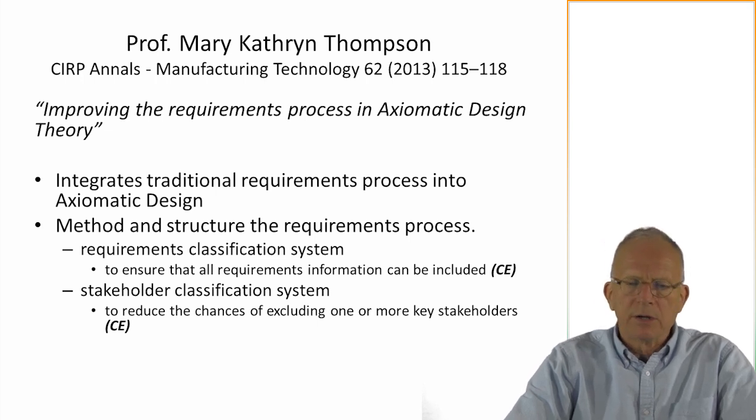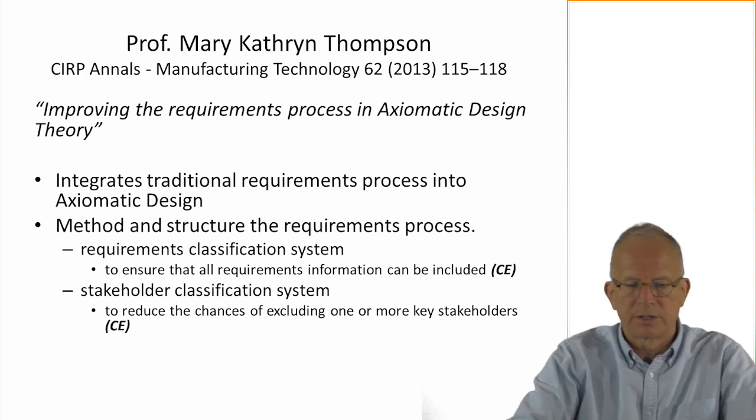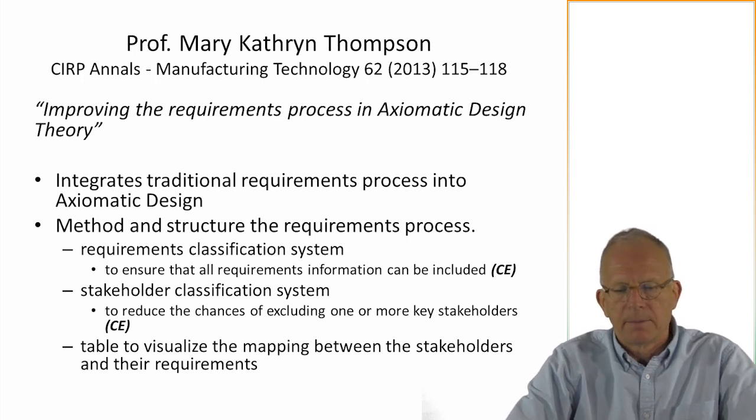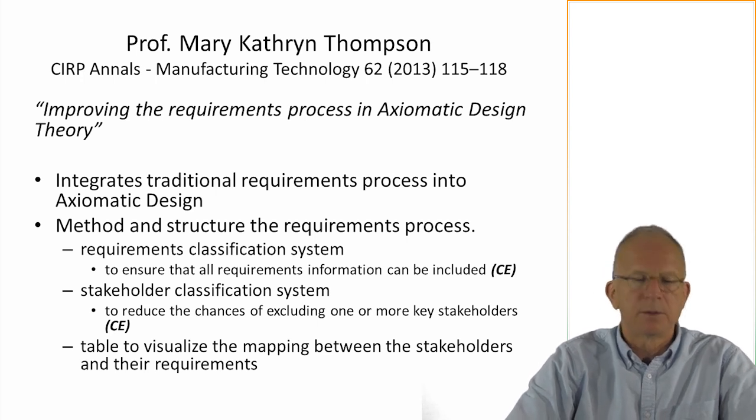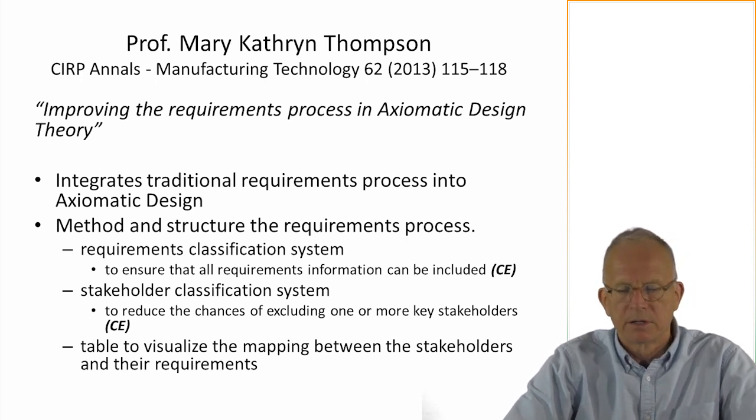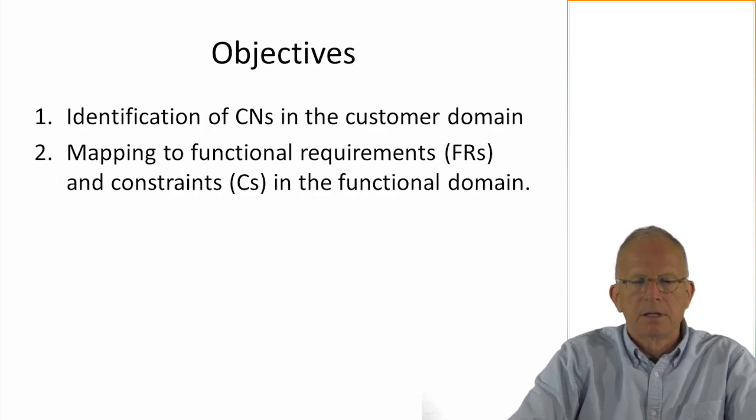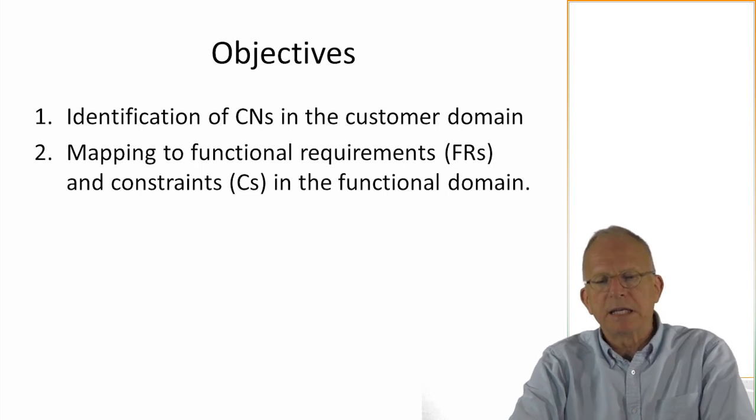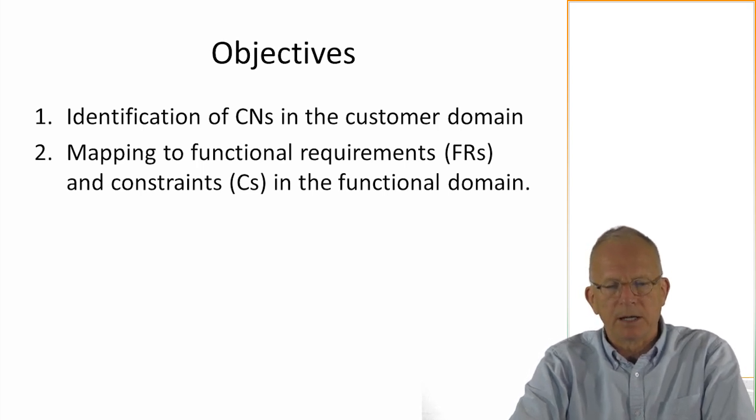So she's introducing this term here, stakeholder, as opposed to just customer. So this has got a broader sense to it. And then she has a table that she uses that's in the paper, and I recommend reading the paper to visualize the mapping between the stakeholders and their requirements. So the objectives: identification of CNs in the customer domain, and then mapping the functional requirements and the constraints in the functional domain, mapping to these.